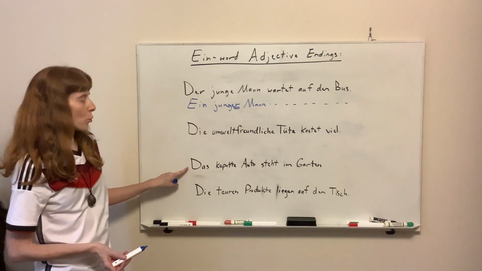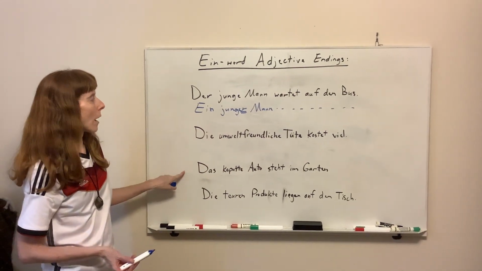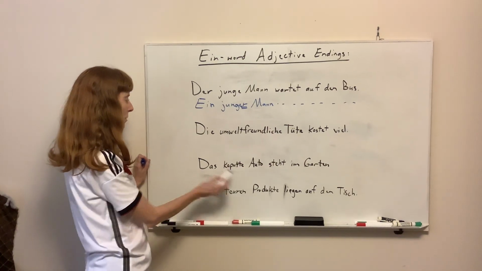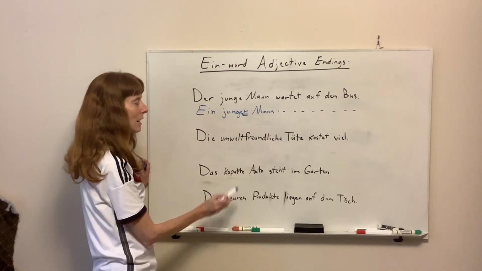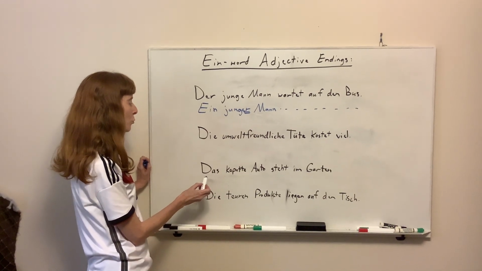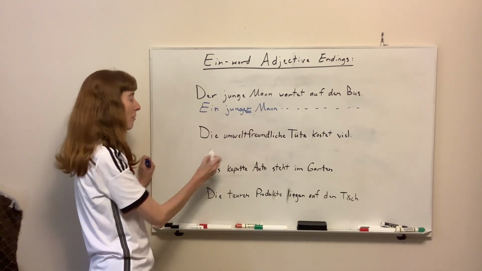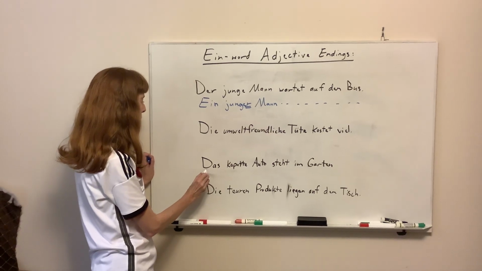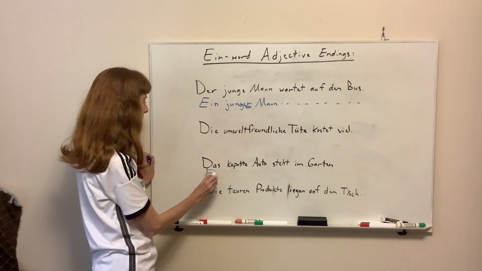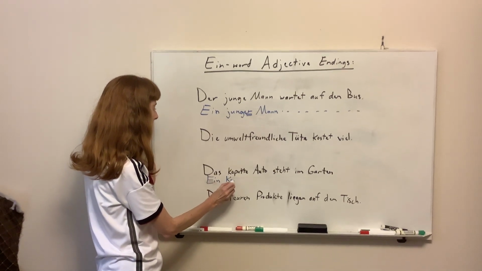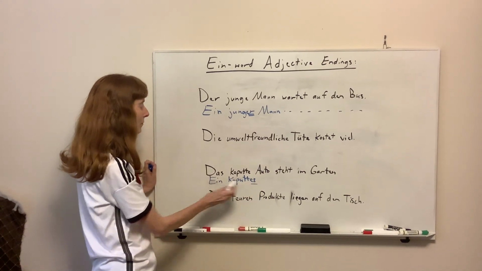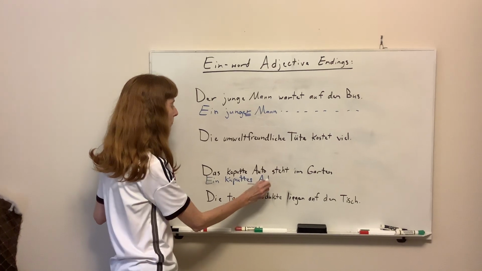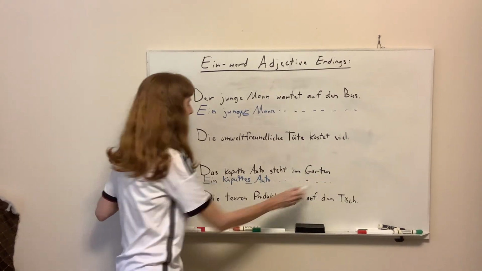Let me do this example with das, and I can explain why. So if I do my example with das, and I want to change the sentence, Das kaputte Auto steht im Garten, if I want to change that to a broken down car instead of the broken down car, I will once again have ein: Ein kaputtes Auto steht im Garten.